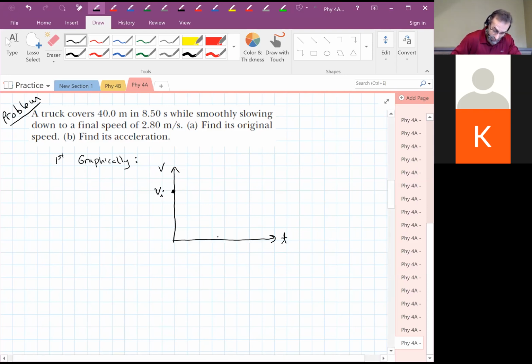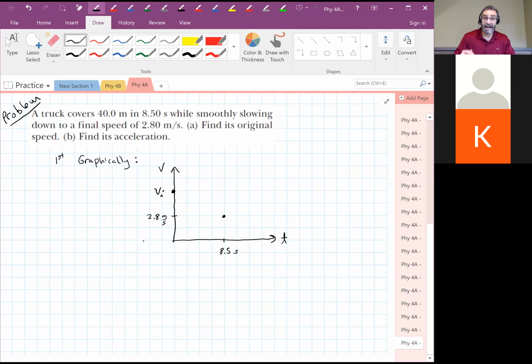8.5 seconds later, it's going some slower speed. And we know what that is. That's 2.8 meters per second, right? It's displacement. Area under velocity versus time is displacement.